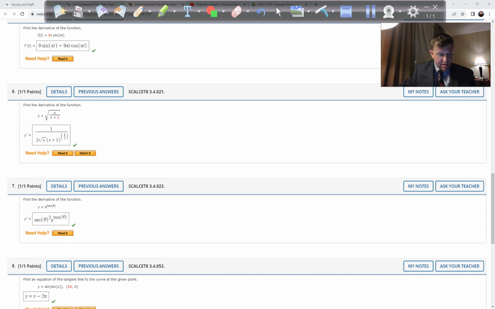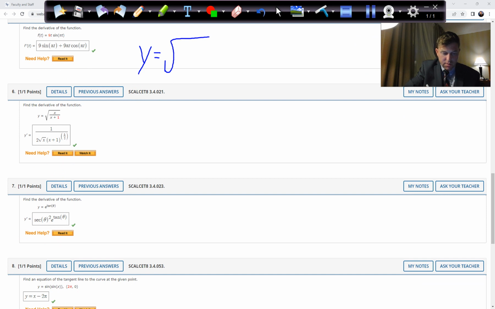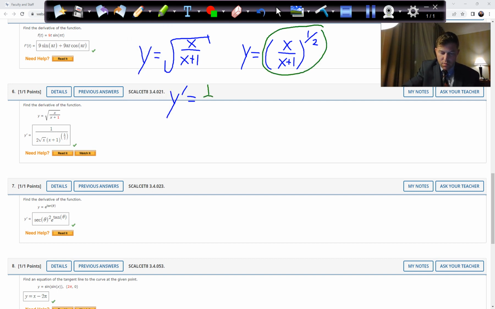Okay, problem 6. We have y equal the square root of x over x plus 1. Now the first thing you want to do is write this as a bubble, x over x plus 1 to the 1/2 power. Then we can do the derivative as the outside, which would be 1/2, leave the bubble alone, subtract 1 from that power, so it becomes minus 1/2. Now we do times the derivative of the inside.